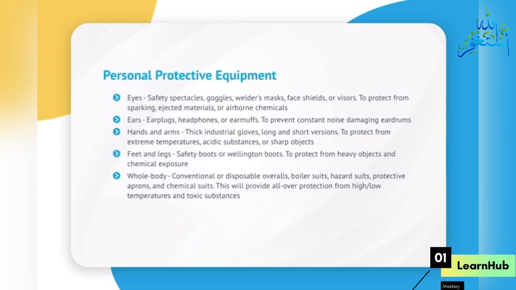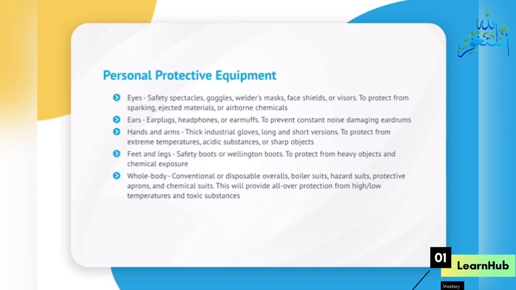Ears: earplugs, headphones, or earmuffs. To prevent constant noise damaging eardrums. Hands and arms: thick industrial gloves, long and short versions. To protect from extreme temperatures, acidic substances, or sharp objects.